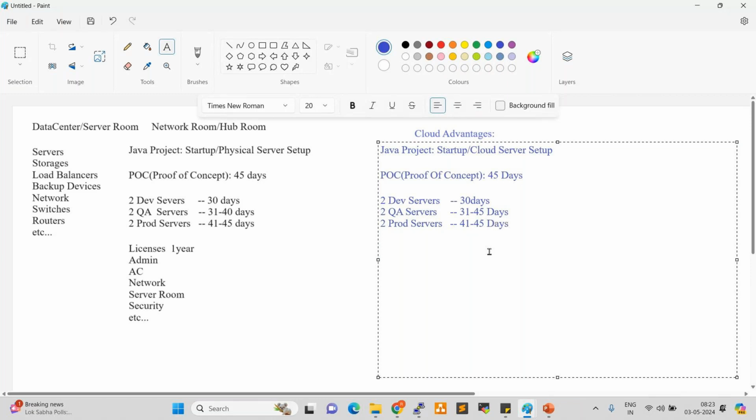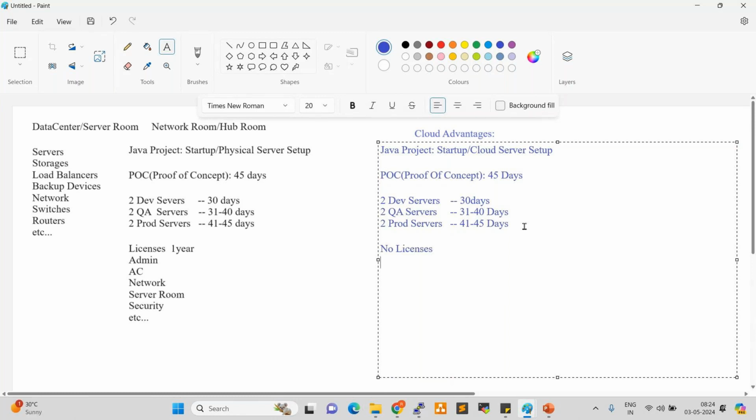When we set up cloud servers, we don't require any licensing. Why don't we require licensing? The vendor will maintain the licensing. AWS vendor, Azure vendor, and Google Cloud vendor, they maintain the licensing. We don't need to worry about the licensing part here. So QA servers are 31 days to 40 days, and production 41 days to 45 days. No licensing required.